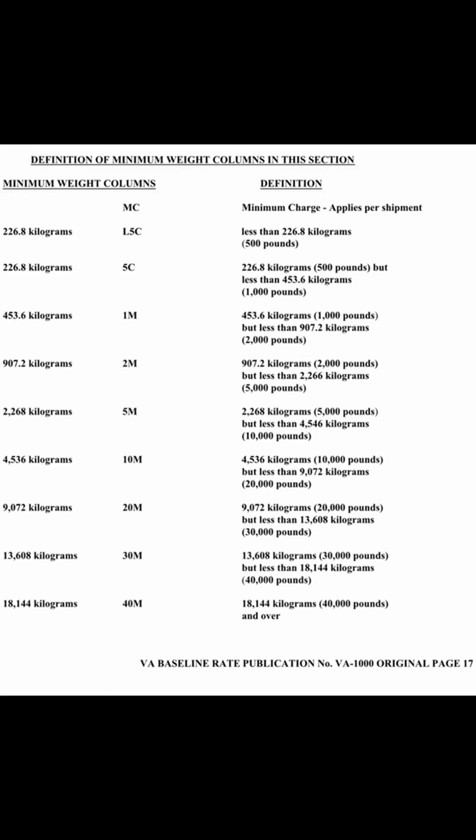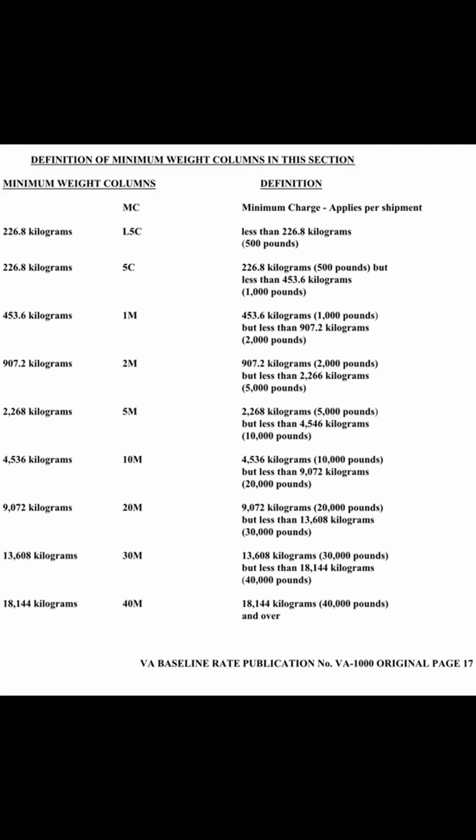Right here, as you can see, you have minimum weight columns, which you should see an L5C, which stands for anything less than 500 pounds. Then you got 5C, which stands for anything that's 500 pounds, but less than 1,000 pounds, which is 1M. So now that you actually see their codes that they use for the weight, depending on whatever kind of vehicle that you plan on using with the VA, you need to put a range of the weight class that you actually plan on using. So let's just say, for an example, you got a box truck.